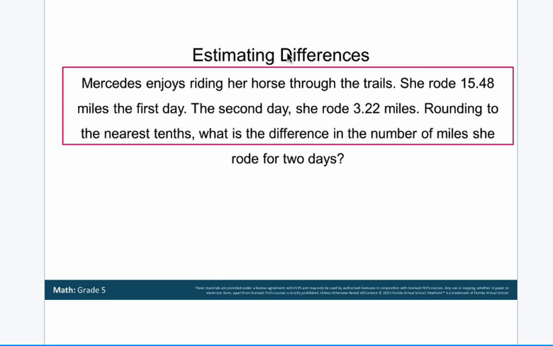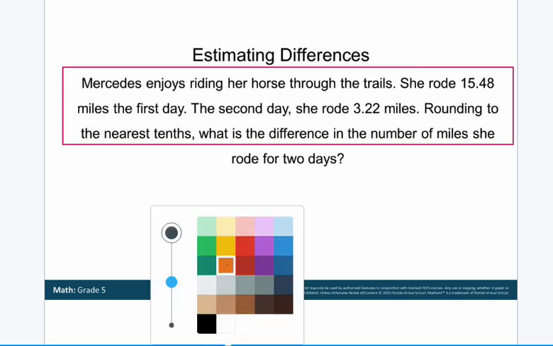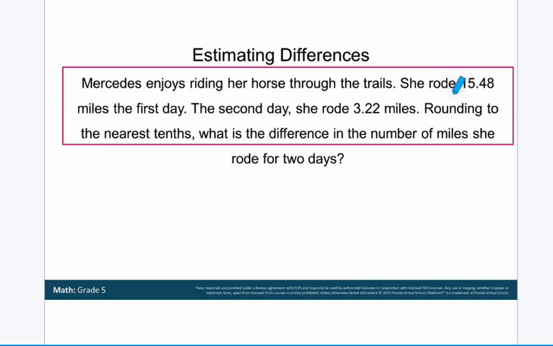Okay, so here we go. It says Mercedes enjoys, so go ahead and pause it. I should probably pause too, and then restart it here in just a second and let's check yourself. All right, here we go. So let's find our amount. Mercedes rides this amount the first day, this amount the second day, round to the nearest 10th. I want to know the difference of the miles for those 2 days.